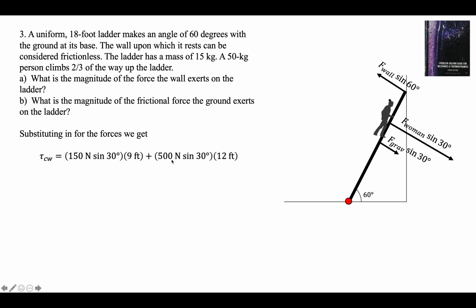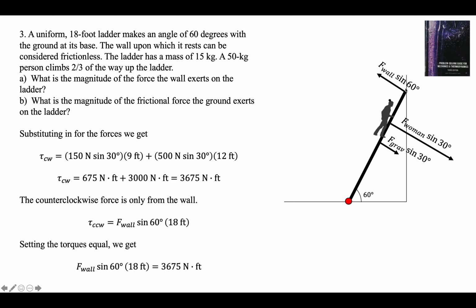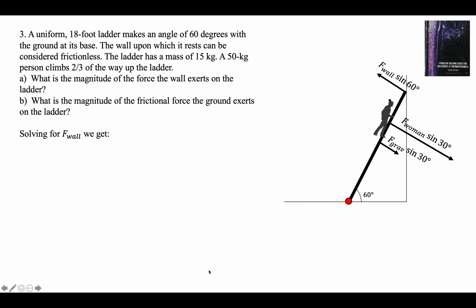Substituting in for the magnitude of the forces and pushing the buttons on the calculator, we get 3675 newton-feet for the clockwise torque. The counterclockwise torque is only from the wall. It's 18 feet away, and the force is F wall sine 60. So we can set the torques equal. F wall sine 60 times 18 feet equals the clockwise torque, 3675 newton-feet, and we can solve for F wall, and we get 240 newtons.